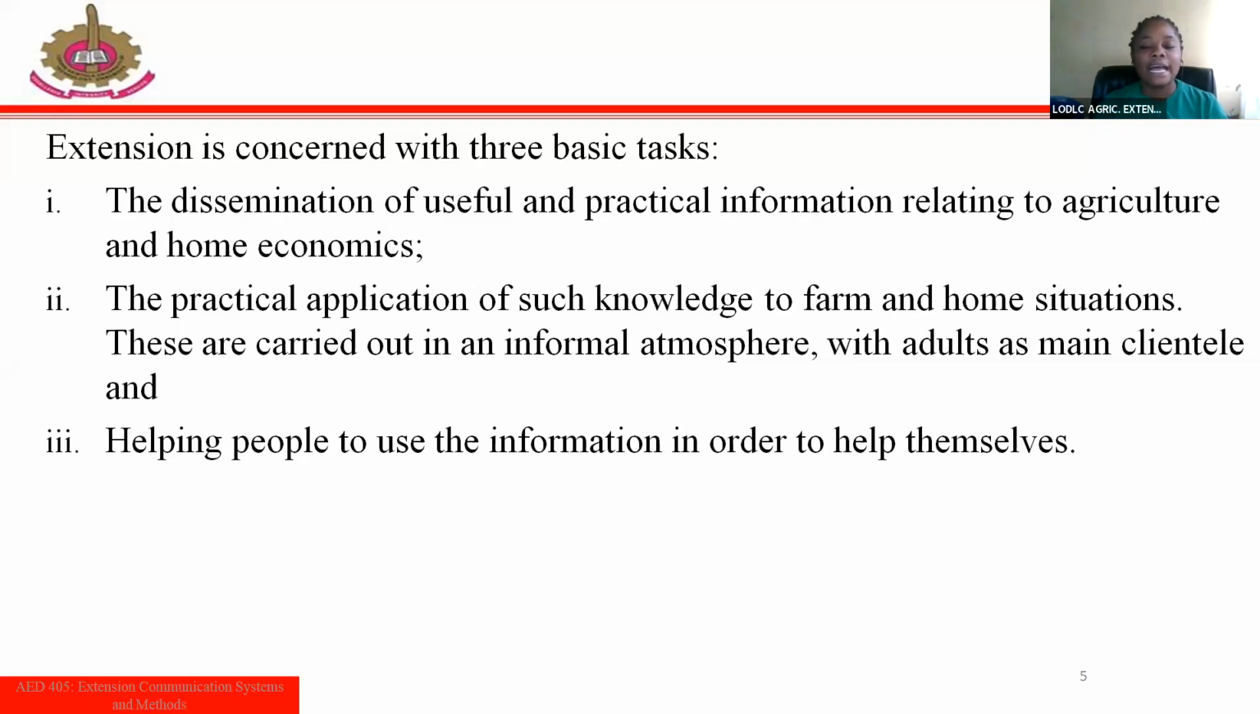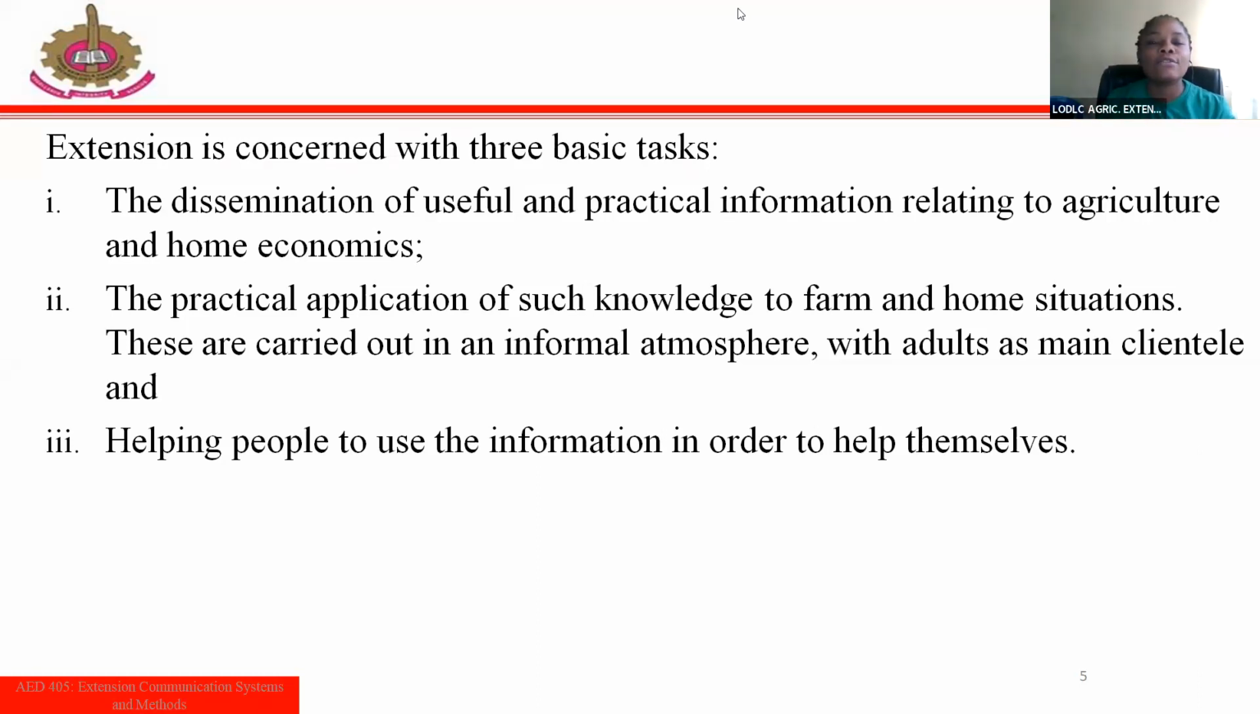But the second one says that it is the practical application of such knowledge to the farm and home situation. So these are carried out in an informal setting or atmosphere with adults as the main clientele. I told you the meaning of clientele, which are the main targets. They are the target audience. And the last one says that it is helping people to use the information in order to help themselves.